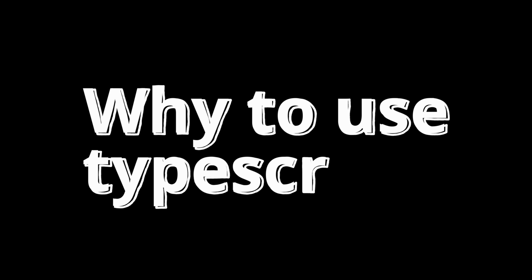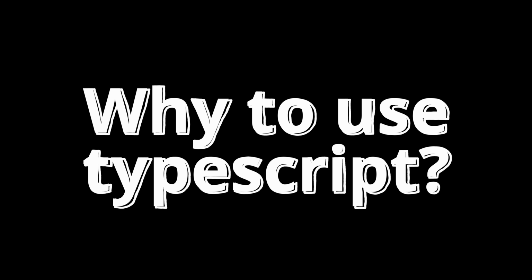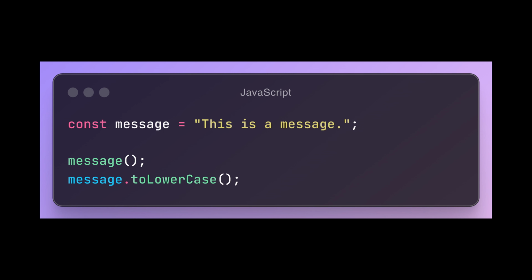In order to understand what problem TypeScript solves, let's take a look at this piece of code. Now, if I ask you which one of these lines would throw an error, you probably know the answer to this question. This first one, right, where we're calling the message. Now this is wrong because message is a string and not a function, so we cannot call this.